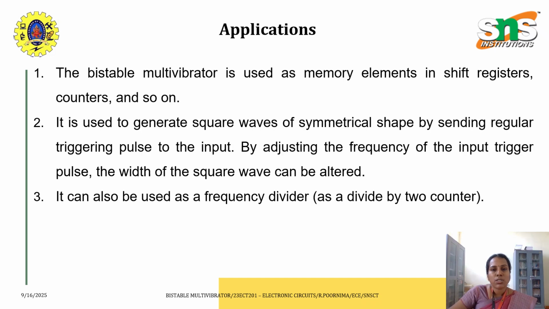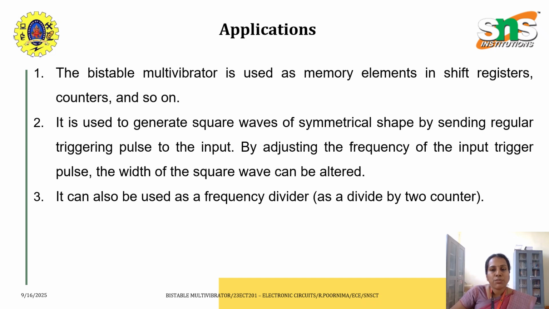And what are the applications of the bistable? The bistable multivibrator is used as a memory element in shift registers, counters and so on. Since it has two stable states, it can be operated as a flip-flop in digital circuits, and it is used to generate a square wave of symmetrical shape. It is used as a square wave generator by sending regular triggering pulses to the input.